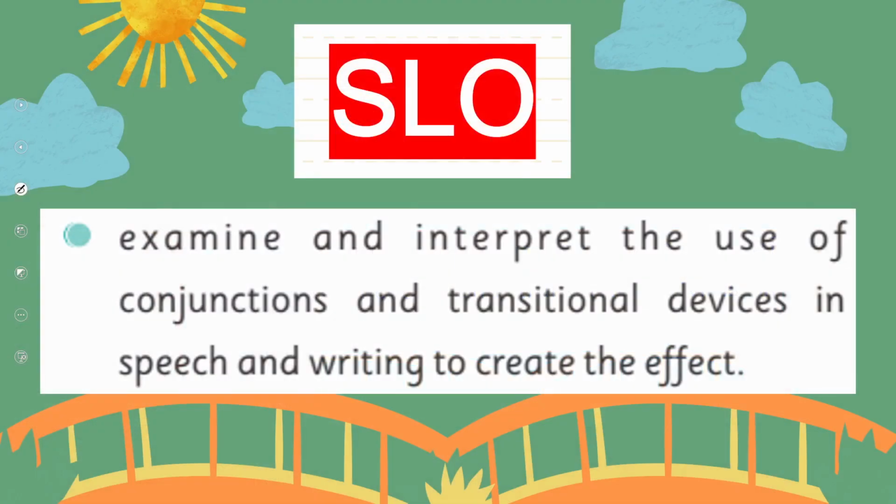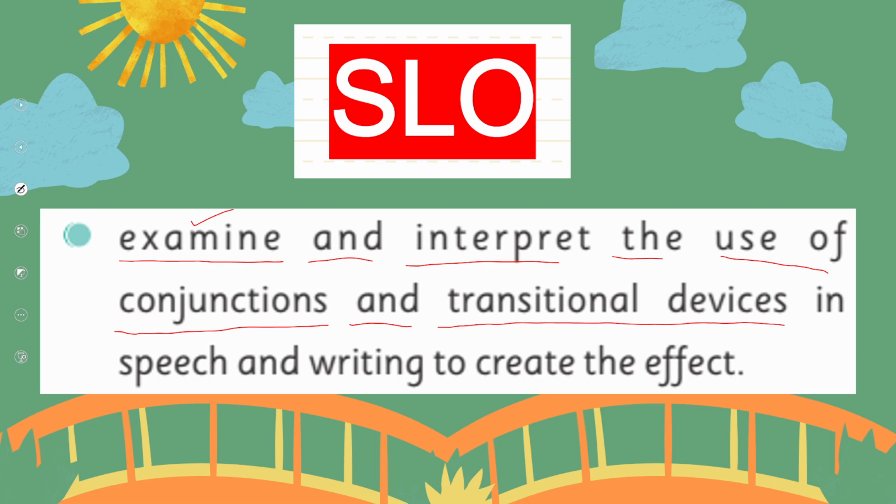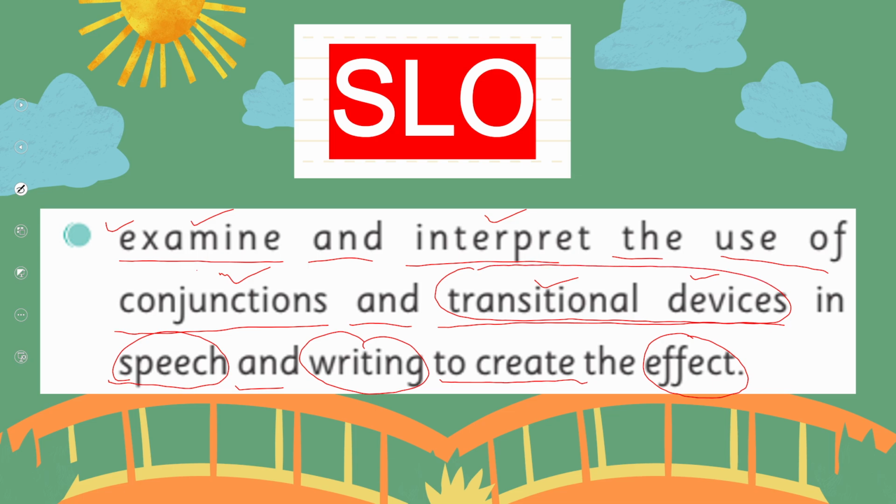So, our students' learning outcome is to examine and interpret the use of conjunctions and transitional devices in speech and writing to create the effect. We will be examining, learning, and also interpreting the use of conjunctions and transitional devices. Here in this video lesson, my dear learners, we are specifically dealing with transitional devices, and conjunctions will be covered in any other upcoming lesson.